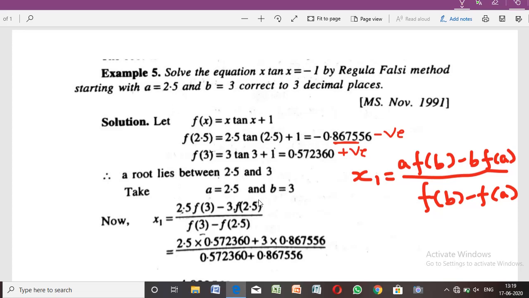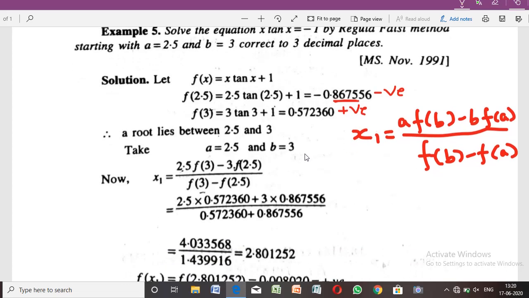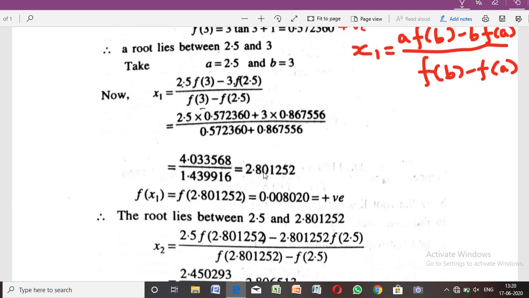We know that in the regula falsi method, x1 is equal to a f of b minus b f of a, divided by f of b minus f of a. Here a equal to 2.5 and b equal to 3, and f of b, that is f of 3, is equal to 0.572360. f of a, that is f of 2.5, is equal to minus 0.867556. So the x1 value we get is 2.801252.